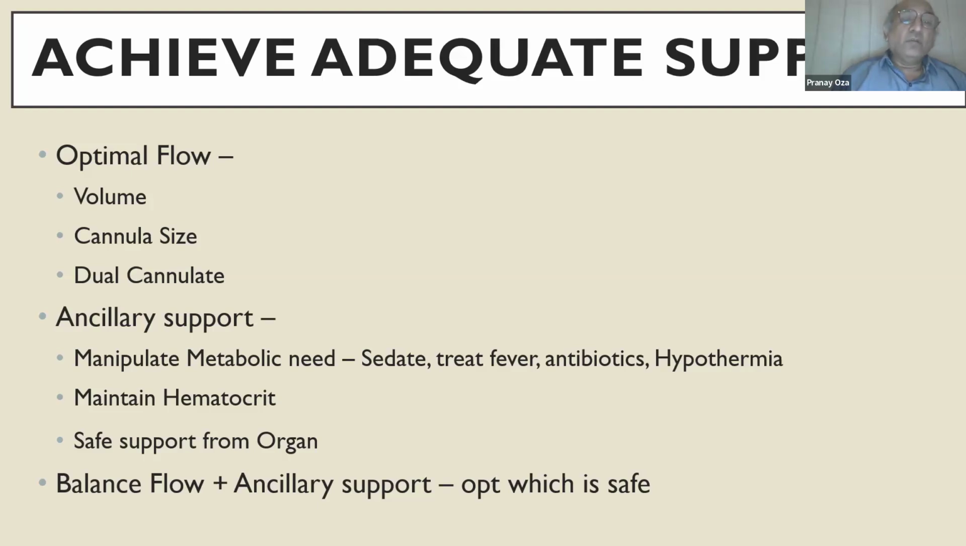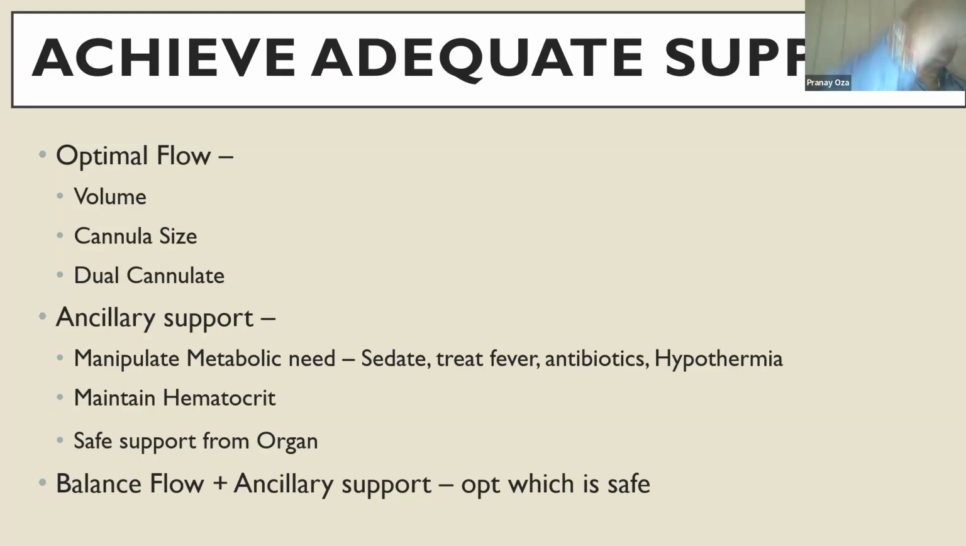So you have to think about manipulating the metabolic need. You might have to sedate the patient, treat fever, get the metabolic need down, treat the sepsis, hypothermia. So you try to get the metabolic need or demand down, and thereby you can increase the oxygenation or tissue perfusion. Maintain hematocrit. That is another way of improving the oxygen delivery. Get support from the organs. So we might go up on the ventilator settings to some extent. Instead of 21 to 30% of FiO2, go up to 60% of FiO2. That is safe enough.